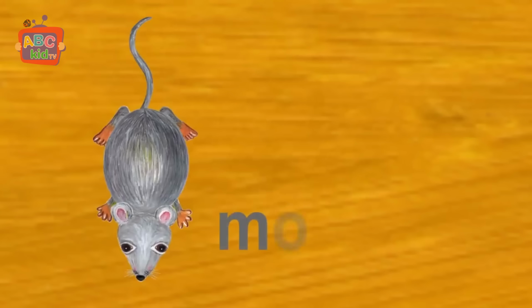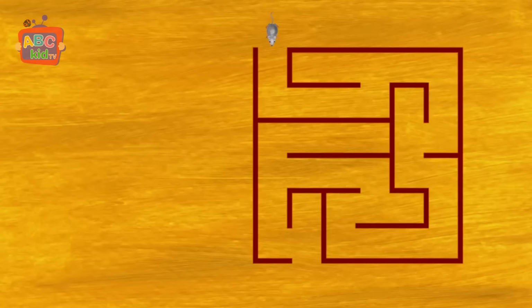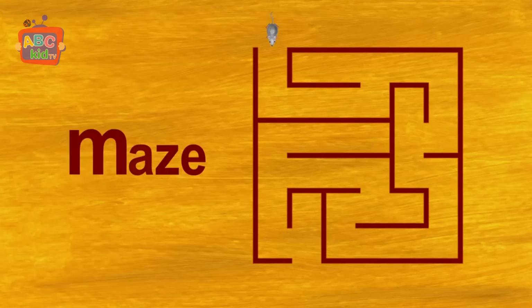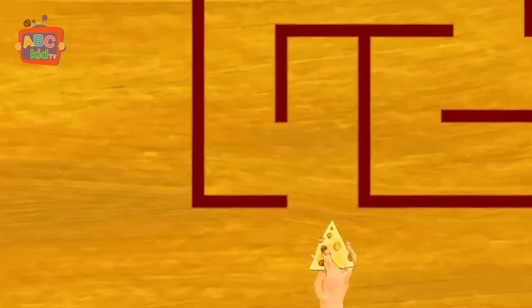The next letter is M. M. M is for mouse. This is a maze. Maze also starts with M. The mouse wants to find some cheese. Let's help the mouse to get the cheese.